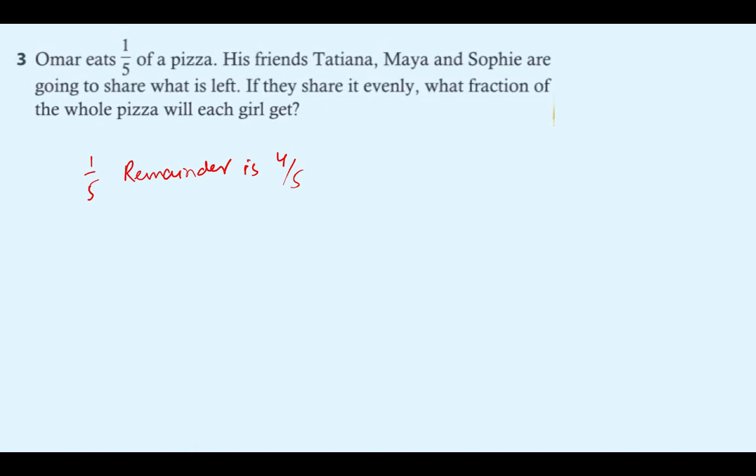And this 4 out of 5 is to be divided among 3 people. So if there is no denominator, we can say the denominator is 1. So this becomes 4 over 5 divided by 3 over 1 actually. So we can change this division into multiplication. So this becomes 1 over 3. And now 4 ones are 4 and 5 threes are 15. So that means each girl will get 4 out of 15 of the pizza.